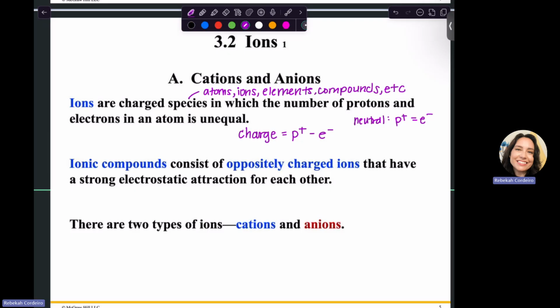So ionic compounds are just two ions that have a strong attraction for each other. So positive cations, these are positive ones, and anions are negative ions, and they attract each other because opposites attract. And so that's what makes ionic compounds.